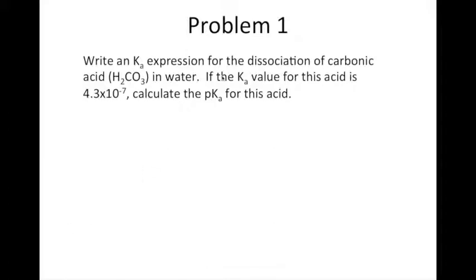Write a Ka expression for the dissociation of carbonic acid in water. If the Ka value for this acid is 4.3 times 10 to the minus 7, calculate its pKa. So you're asked to do two things here. Write your equilibrium expression, the Ka expression for the dissociation of carbonic acid in water. Now you're given the Ka and you're asked to convert that to a pKa. So pause the video and give that a try.